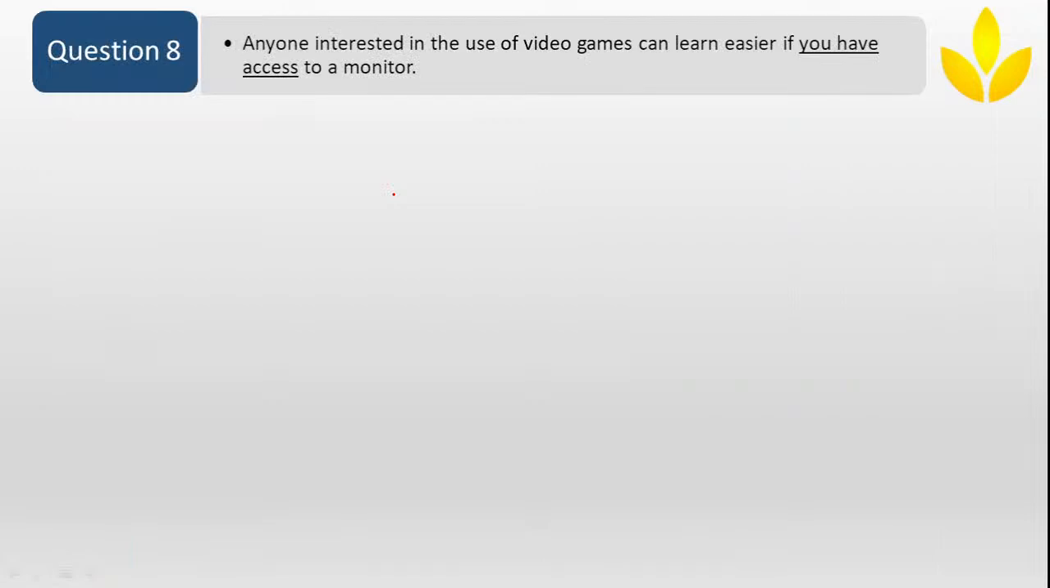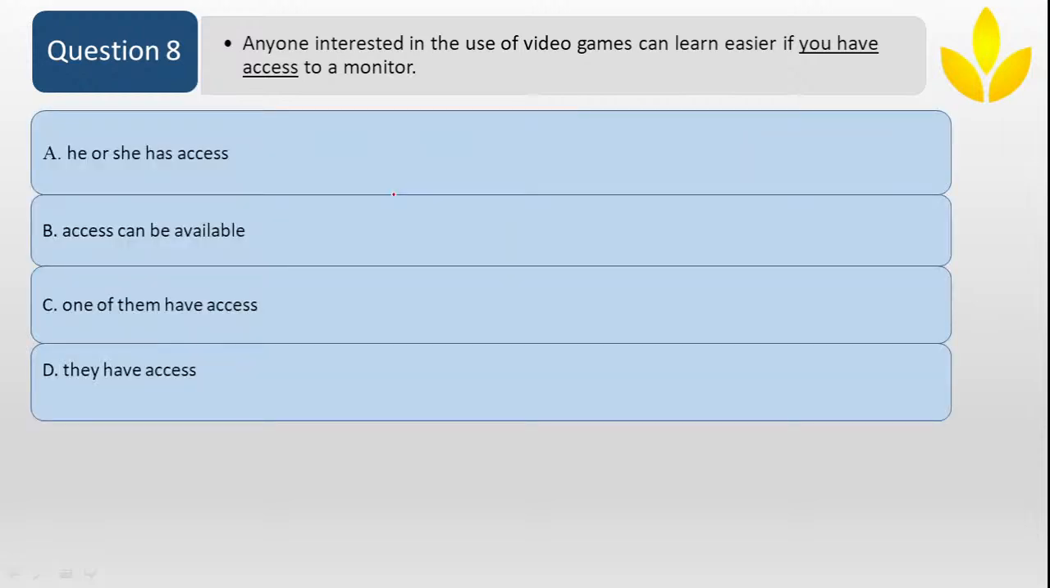Anyone interested in the use of video games can learn easier if you have access to a monitor. Underlined part is you have access. You have access. So you have to understand few things here. First, the tense is wrong. Interested is given. If is given, okay. Access is in what tense, have access what tense, you have to know. If you don't know that, it is a little bit difficult.